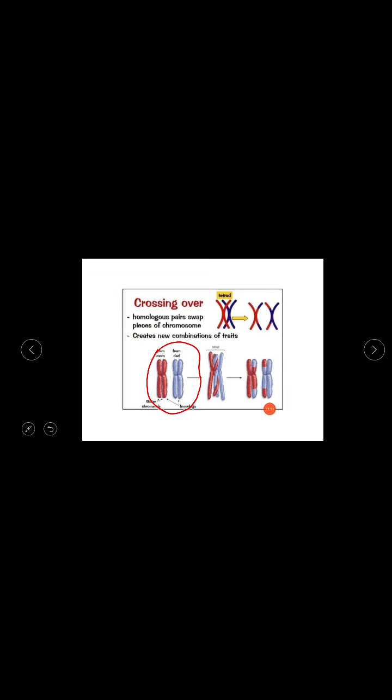The homologous pairs swap segments of chromosomes and create a new combination of tetrads. This is the crossing over process, where two chromosomes show an X-shaped structure, which is called crossing over. Crossing over is the transfer of genetic material from one chromosome to another. This is called crossing over.